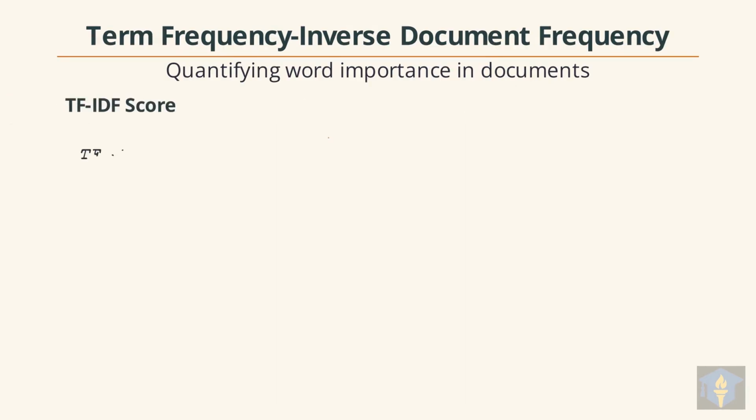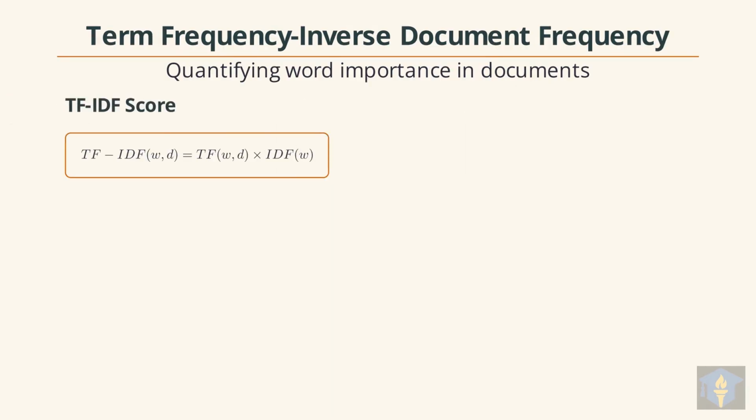Finally, we combine these two to get the TF-IDF score, representing overall word importance. The TF-IDF score for word W in document D is the product of its term frequency and inverse document frequency. This is the term frequency we just calculated for word W within document D, and this is the inverse document frequency we determined for the word W.